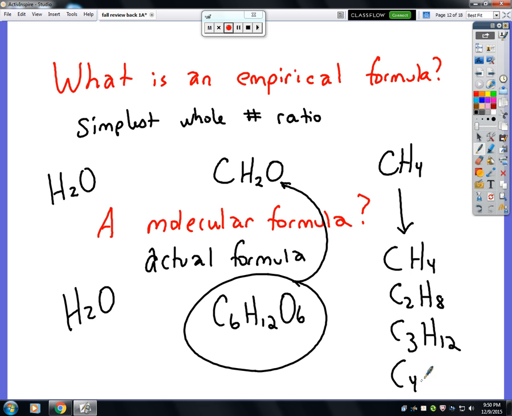Could this be a possible? No, I say, because if you multiply carbon times 4, you get CH4. If you multiply hydrogen times 4, you get 16. So that is not a molecular formula that matches the empirical formula. So I expect you to go this way and this way.